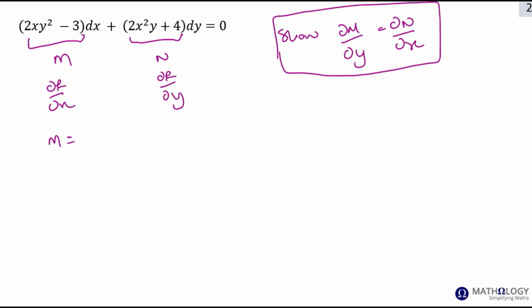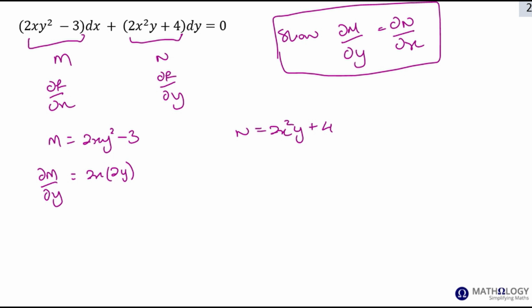So M is 2xy squared minus 3. N is 2x squared y plus 4. So the partial of M with respect to y: 2x is a constant, so it'll be 2x times the derivative of y squared, which is 2y, and the derivative of minus 3 with respect to y will be 0. Minus 3 is a constant regardless. So the partial of M with respect to y is 4xy.